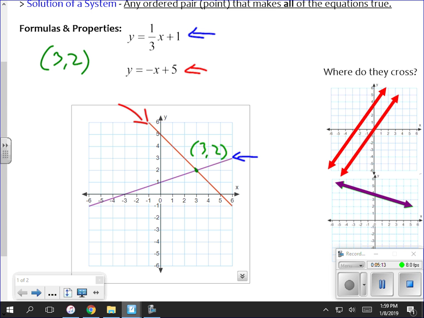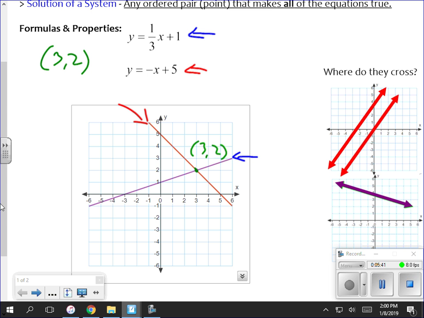3, 2. If I put 3 in here, 1/3 times 3 is 1. 1 plus 1 is 2. I put 3 and 2 in here. This is true. I put 3 and 2 in here. Negative 3 plus 5 is 2. It works for both of those. It's the one place that is true in both equations. That's what a solution to a system is. It's the one place that will work in both of them. Okay?